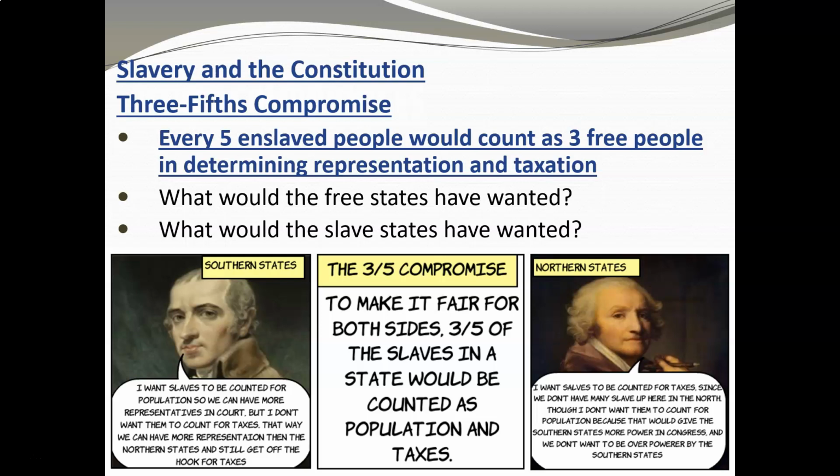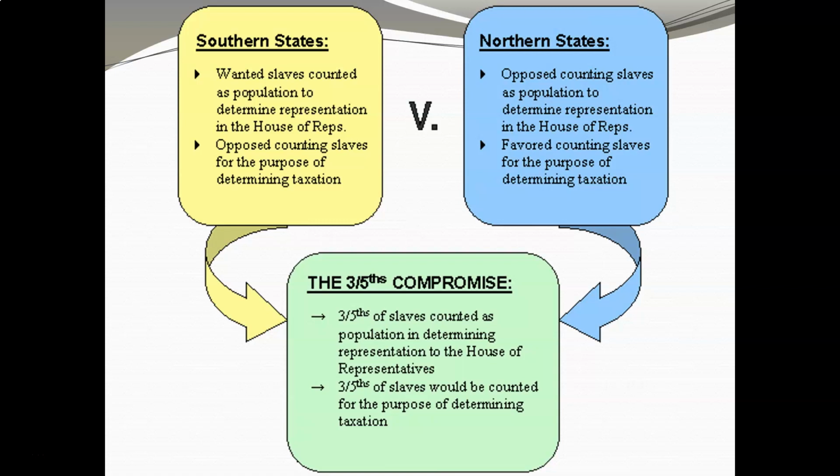The slave states wanted the slaves to count towards population because it would have helped them to have more representation in Congress. But obviously they didn't want them counted for taxes, the same as the North didn't want them to count as population. So you've got two different sides there that are fighting over essentially power, even though neither of them really had the best interest of slaves.